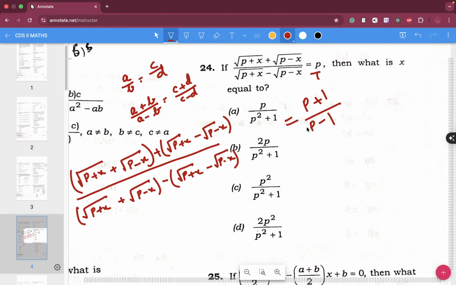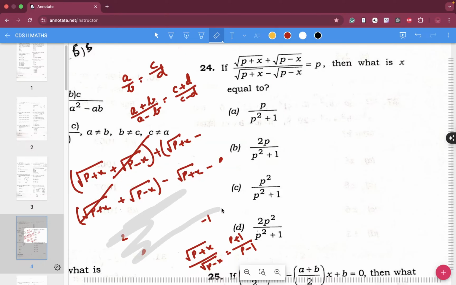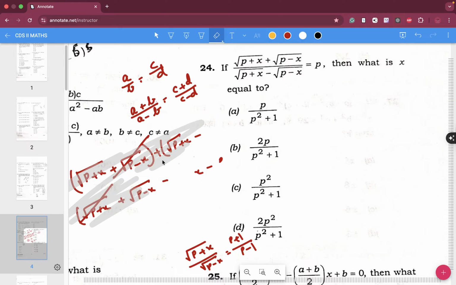So which means this one value is gone, and this value is also gone. What we are left with is 2 times root under p plus x divided by 2 times root under p minus x, is equal to p plus 1 over p minus 1. Otherwise we have root under p plus x divided by root under p minus x is equal to p plus 1 and p minus 1 remaining with us, right? This is what we are left with over here. Now let's make some space.